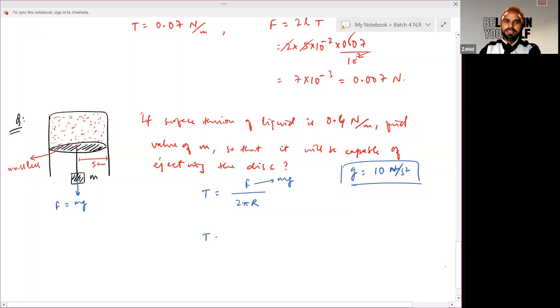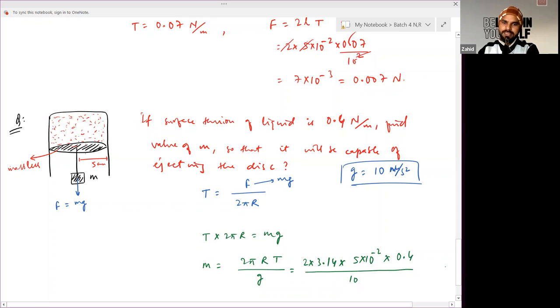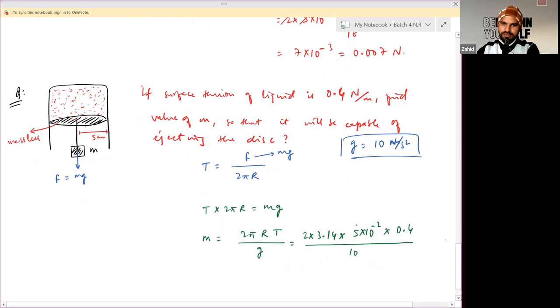Rearrange this particular equation: T into 2 pi r equals m times g. We have to calculate mass, so m will be equal to 2 pi r into T by gravity. 2 pi is 3.14, radius is 5 centimeters, so it will be 10 to the power minus 2. Surface tension is 0.4 divided by gravity 10. So 5 into 0.4 is 2, into 2 is 4. So it will be 12.56 into 10 to the power minus 2, and 1 over 10 gives minus 3. Or you may write it as 1.256 into 10 to the power minus 2 kg.